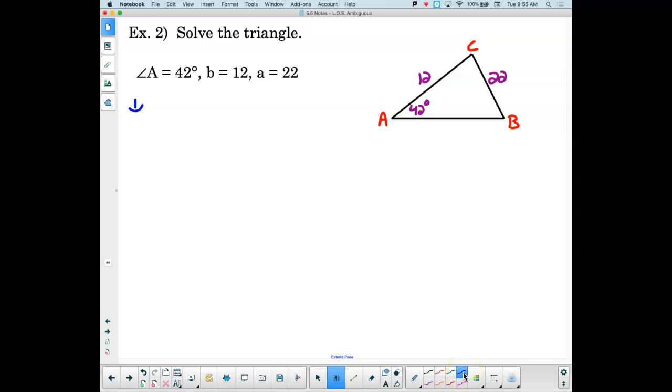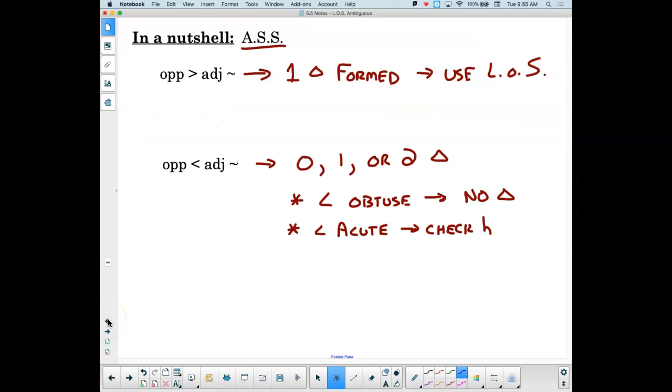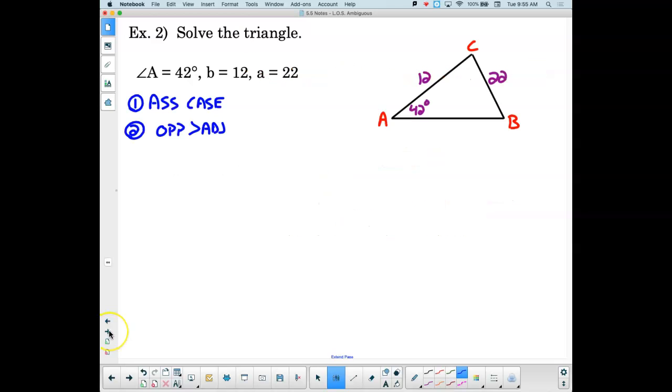That means we have to keep checking for the ambiguous case. What's the relationship between my opposite and my adjacent sides? Opposite is bigger. So in my opposite is bigger case, always one triangle, right? Opposite is bigger, always one triangle formed. We use the law of sines. Boom, let's go. Let's do it. Solve that triangle for me.